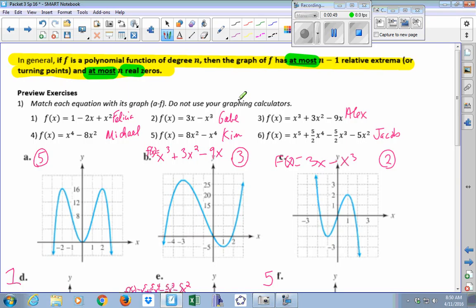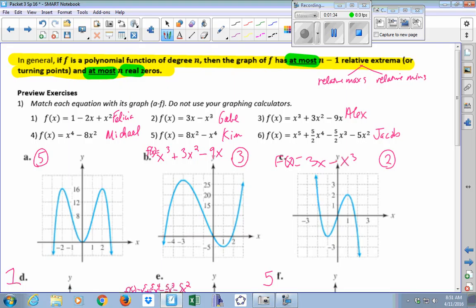In general, if f is a polynomial function of degree n, then the graph has at most, that's a very important language, because at most means it's the maximum number, but it doesn't mean it has to have that. At most, n minus 1 relative extrema. What does relative extrema mean? Beside turning points, what's another name we've given for those? Yeah, relative maximums or relative minimums. So these are your relative maxes and your relative mins, which the other day we called turning points.